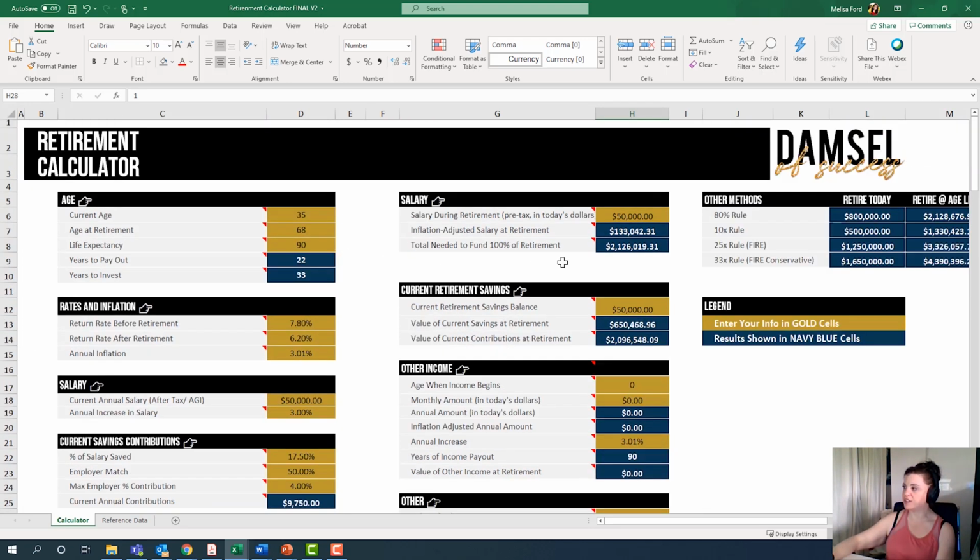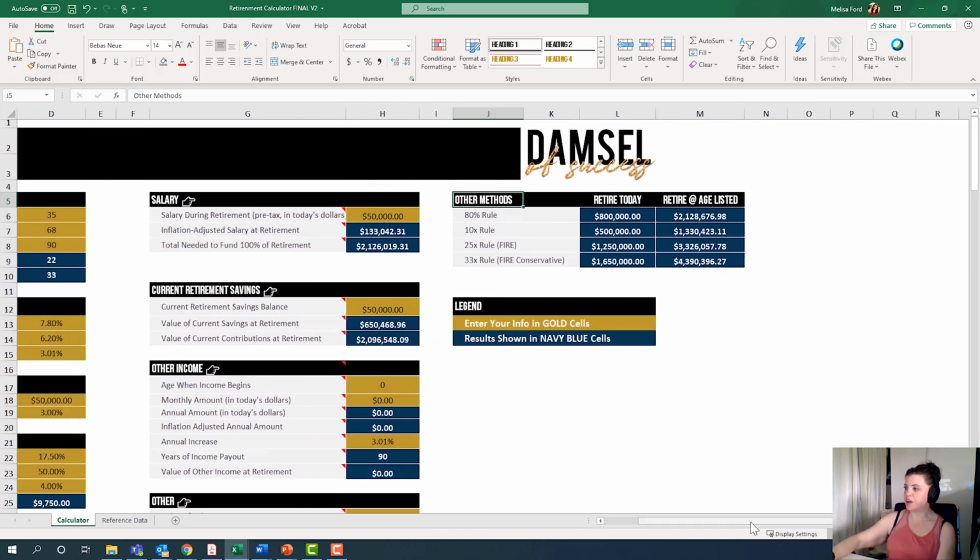And first I'm going to go over these results up here. These are some other methods to calculate retirement that I'm going to go over in a future video, but they're the 80% rule, the 10% rule, the 25x rule, and the 33x rule. And it's going to automatically calculate for you what you would need to retire today based on that number and what you would need to retire at the age that you listed in order to retire.